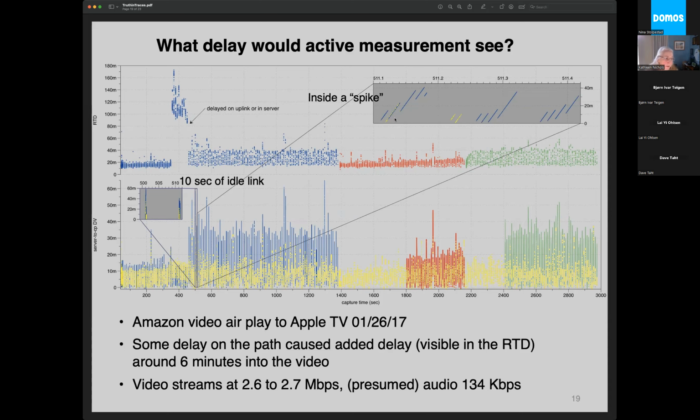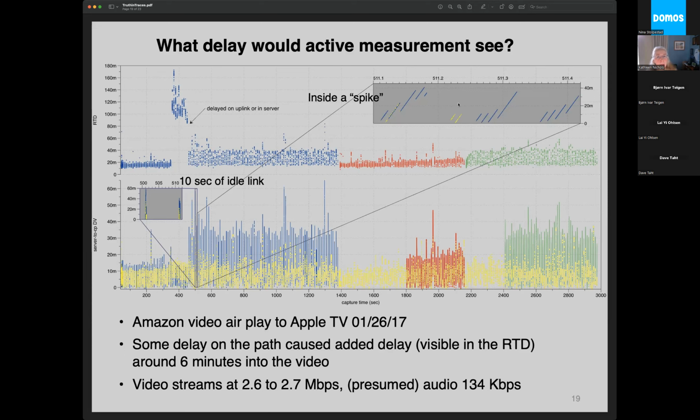And here, this is some video over AirPlay using an Apple TV. I zoomed in here, and you can see the characteristic spikes of the audio and video, and they're spaced apart. During that totally idle time, if you hit that with active measurement, it's going to see an idle link. But if it hits on the spike, it's going to see something else.